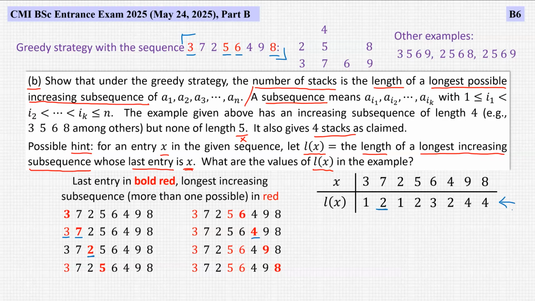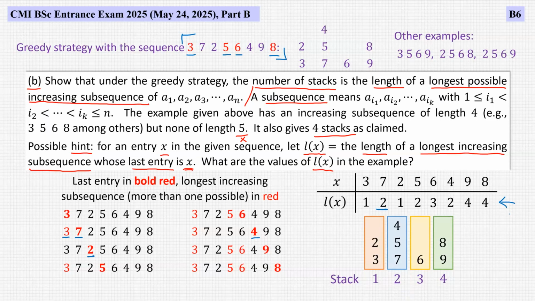Why does the problem want us to find values of L(x)? I will just give you a more straightforward hint. Here's the picture of completed stacks. Can you find the relation between the values of L(x) and the arrangement of numbers in completed stacks?